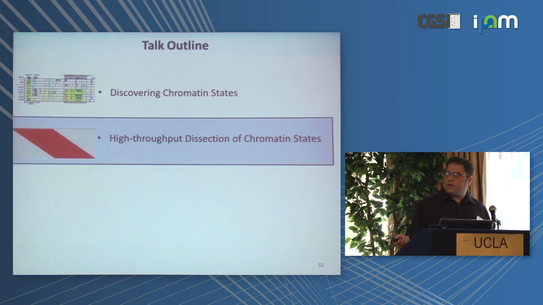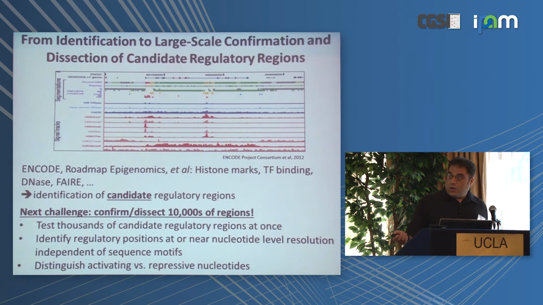So now to go to the second part of my talk. So this is about high throughput dissection of regulatory regions. So we now have, based on this epigenomic data, we're becoming effective at generating tens of thousands of predictions in a cell type of candidate regulatory regions. And this sort of calls out for the ability to functionally test in high throughput large numbers of regulatory elements, and also to potentially further dissect these at a very fine resolution of where the important activating and repressive nucleotides are, and to distinguish what's potentially activating and repressive.